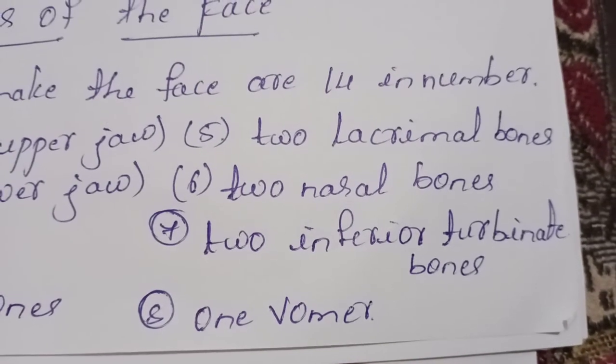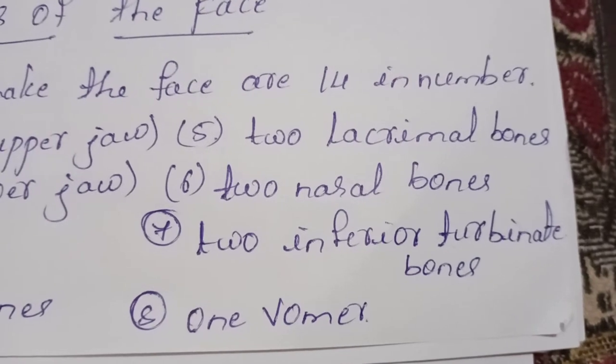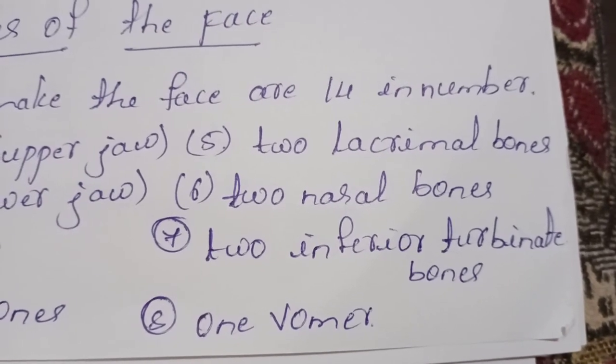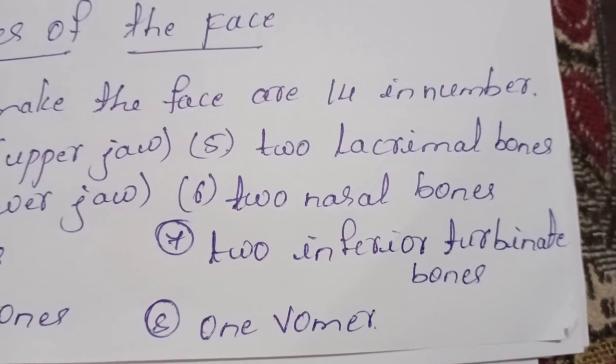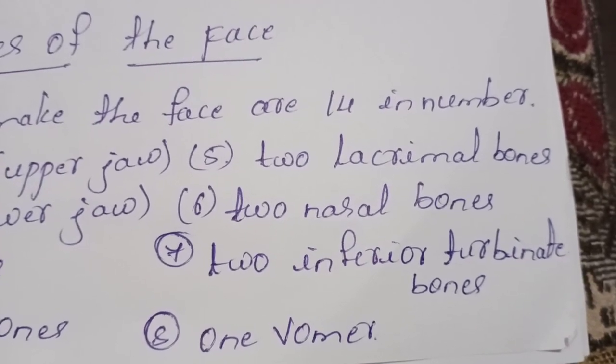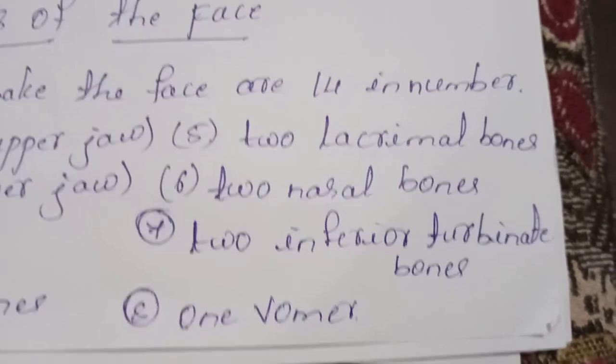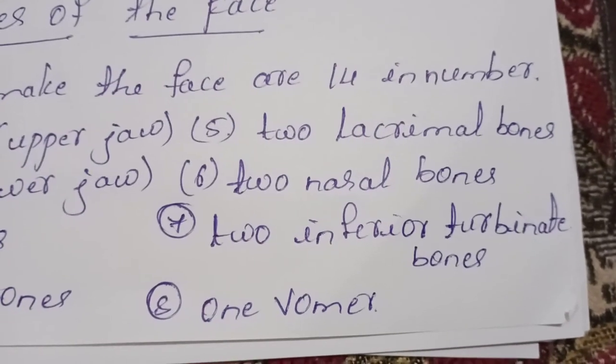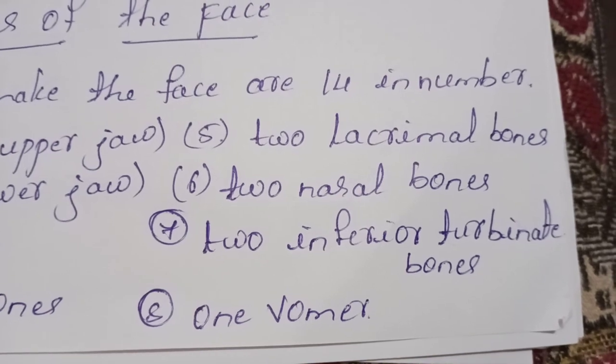Next, inferior turbinate bones. 2 in number. They are also called nasal conchae. They are found in the interior of the nasal cavity. And last, vomer. It forms the lower part of the nasal septum.